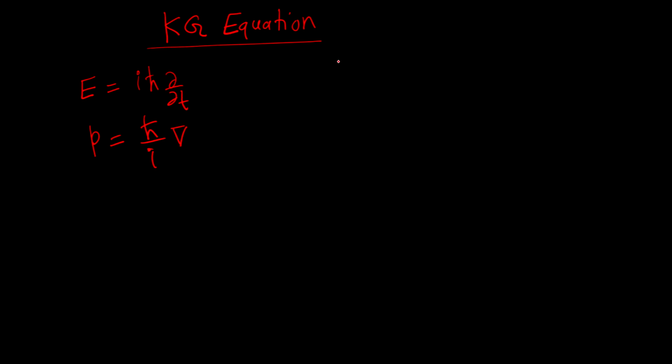Now also we know that the Hamiltonian can be written as E = p²/2m + V, and for a free particle where the potential is 0 we can write E = p²/2m. Okay.